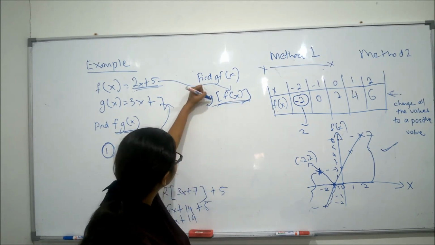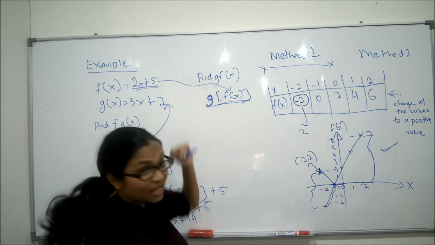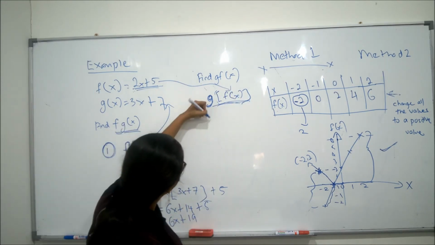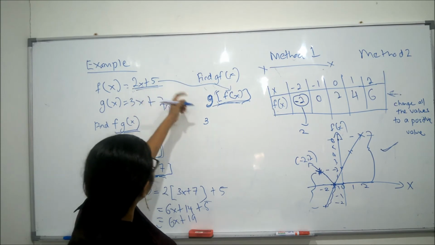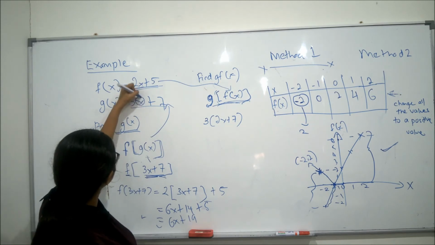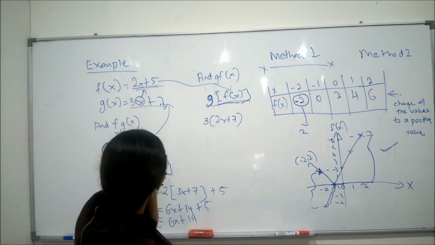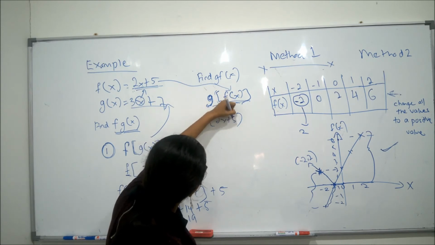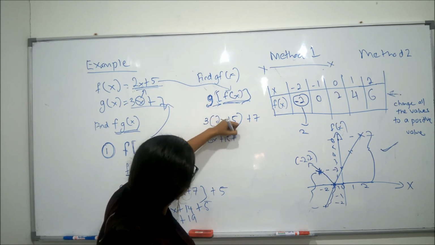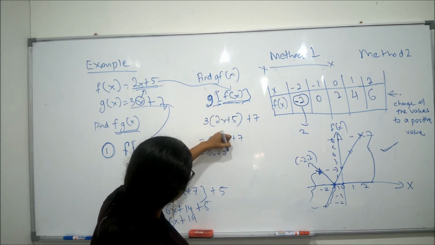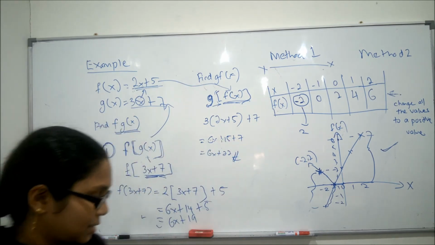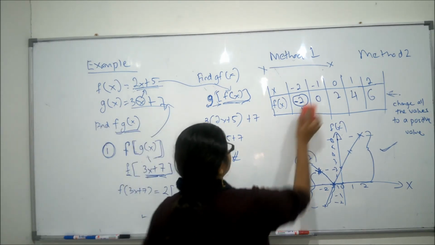Now, always remember, this represents the main function, and this square bracket portion is your x value. Therefore, what is f(x)? 2x plus 7. I'm substituting x with this value: 3(2x plus 5), sorry, plus 7. 6x plus 15 plus 7, 6x plus 22. That is gf(x).